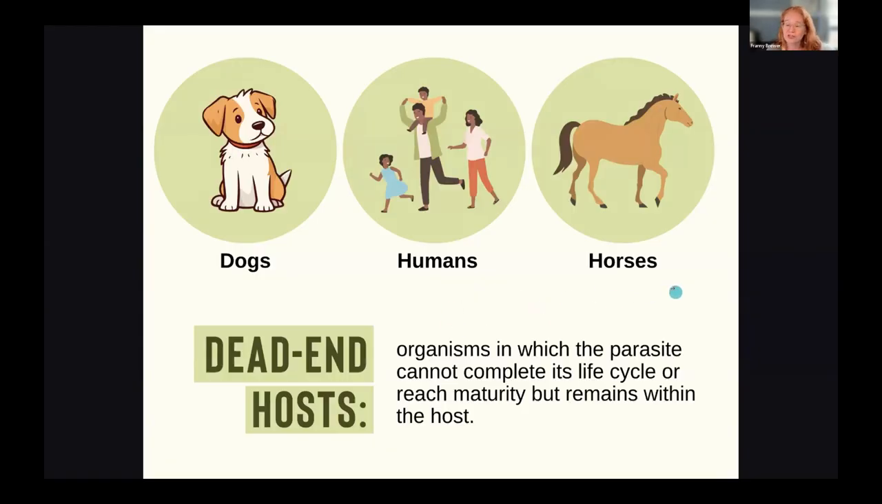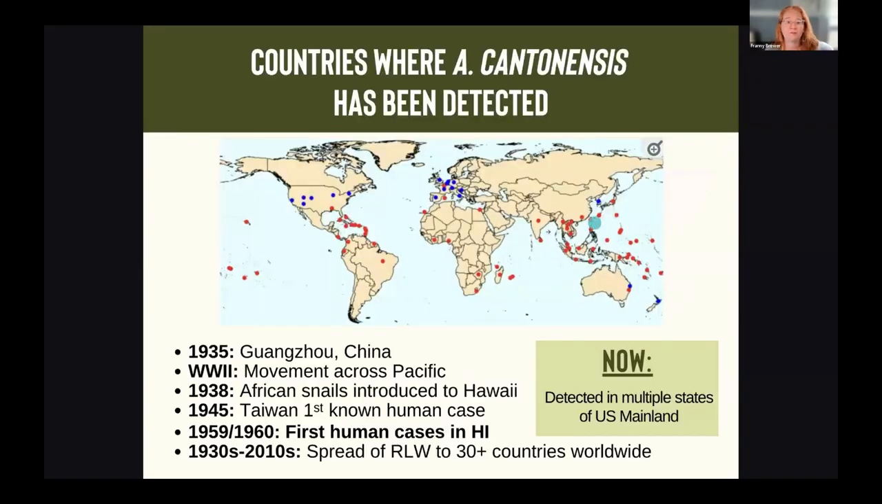We know dogs are particularly sensitive. Cats do get rat lungworm, but seem to recover a little bit faster than dogs. A lot of dogs and horses have actually lost their lives to rat lungworm.